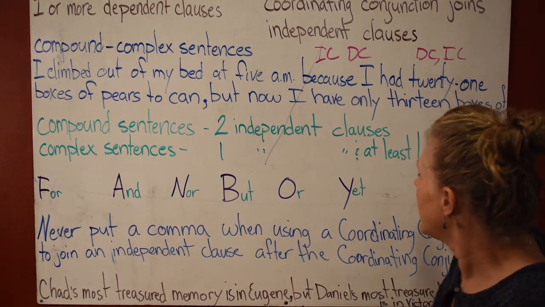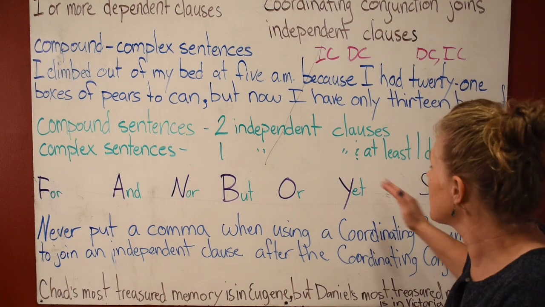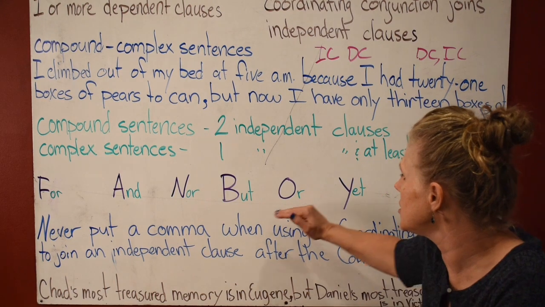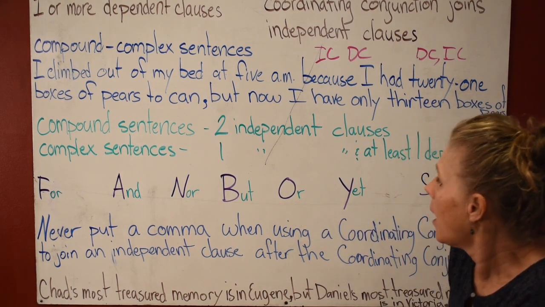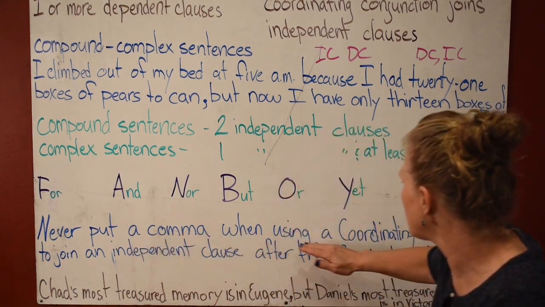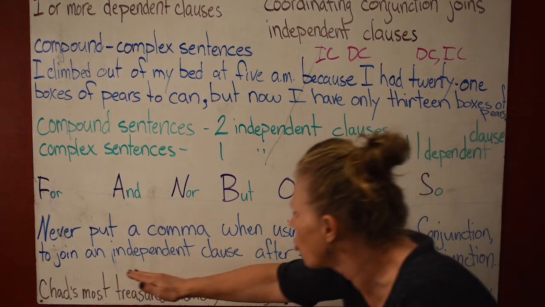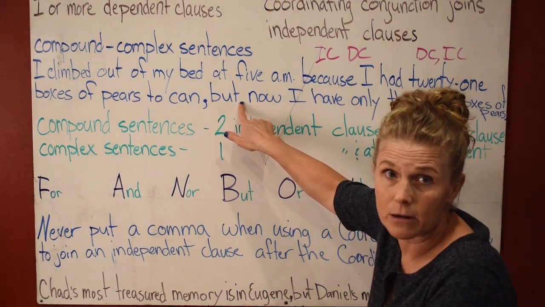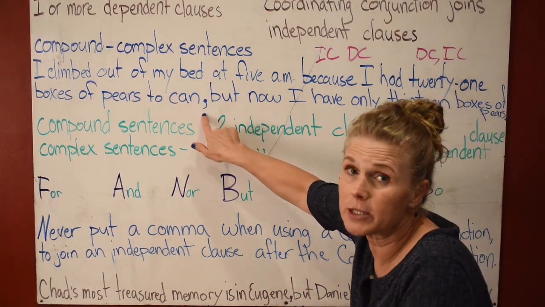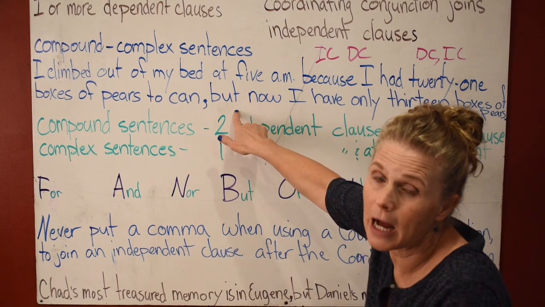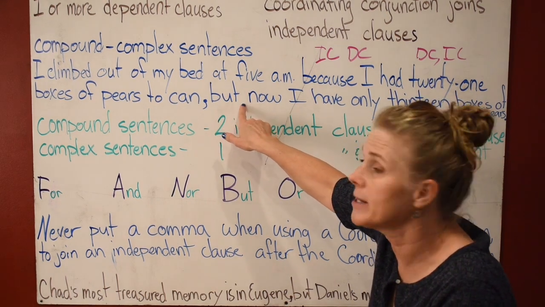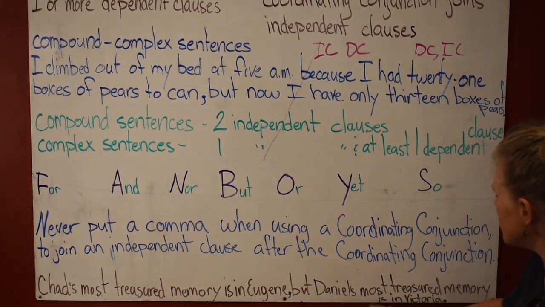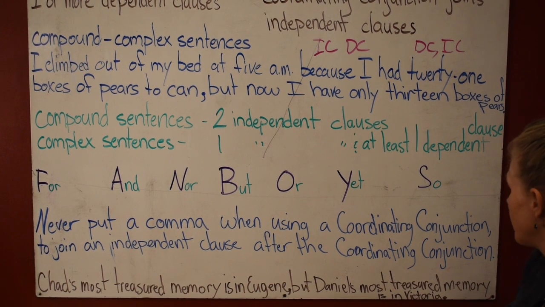And if you can remember that, then you can help build on that. FANBOYS. So memorize these. Now these will do different things. They connect differently in sentences, so you need to use the correct one. Also, when using a coordinating conjunction to join an independent clause, you never put a comma after the coordinating conjunction. You don't put it here. You put it in front. You never ever put it behind. Do we ever put it behind? No. Never. Chad's most treasured memory is in Eugene, but Daniel's most treasured memory is in Victoria.